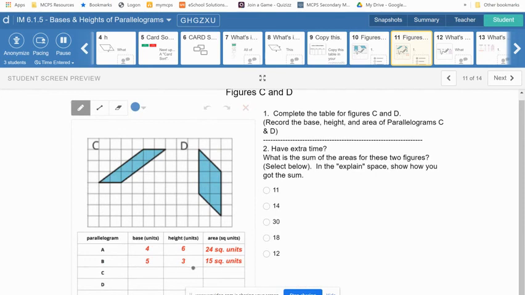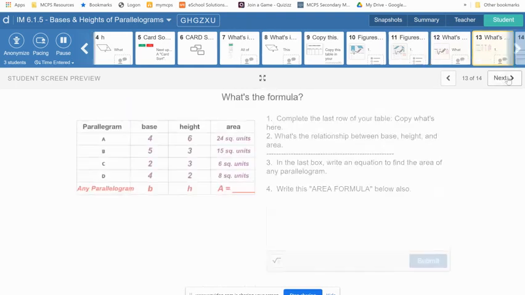Oh, look, the answers are there for us. Complete the table for figures C and D. Record the base, height, and area of the parallelograms C and D. Have extra time. What is the sum? Remember, sum means to add of the areas when you find that. So you know what? I'm going to let you answer this one on your own. Let's go to the next one. Oh no, give you the answer.